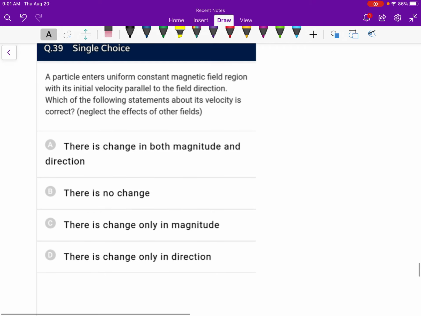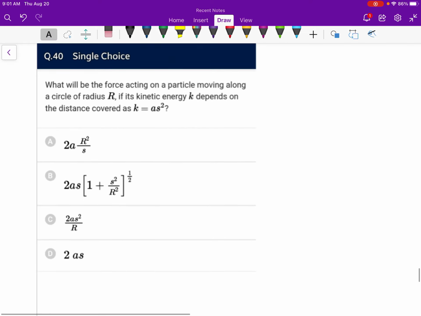A particle enters a uniform constant magnetic field with initial velocity parallel to the field direction. Which of the following statements is correct? Since velocity is parallel to the field direction, both magnitude and direction will remain unchanged as the force will be 0. So A is the correct option.